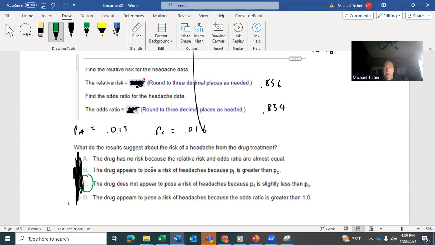Both of them compare PT with PC. Again, this is sort of a weird question because they're asking you to find something that you don't really use. In other words, you're asked to find the relative risk and the odds ratio, which we didn't really use at all, because to answer this last question, it all depends on comparing PT with PC.